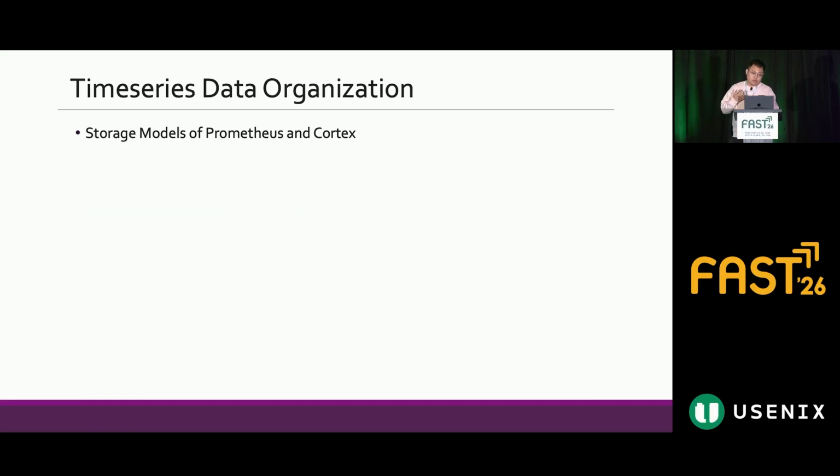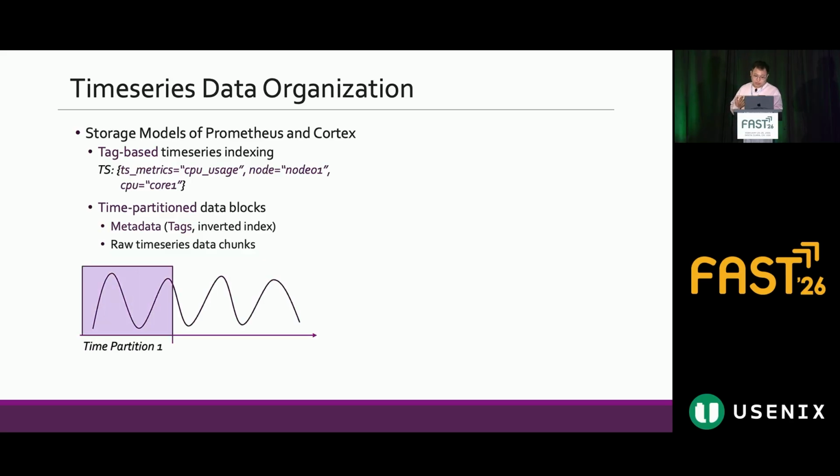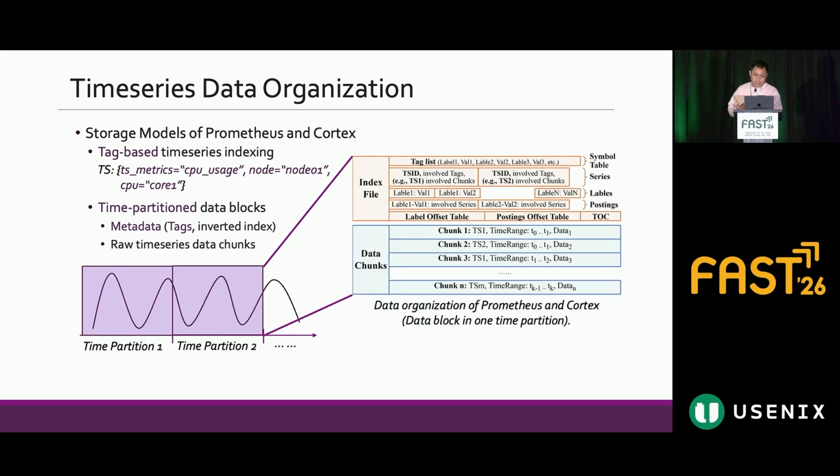Then let's see how we organize the time series data in existing systems. First, we have the tag-based indexing based on the aforementioned information. With time going on, we need to collect more and more data. As shown in this example, we have time-partitioned data blocks. Inside each time partition, we may maintain the metadata and the corresponding time series data in one data block. In this way, we can directly access the data in each time partition.